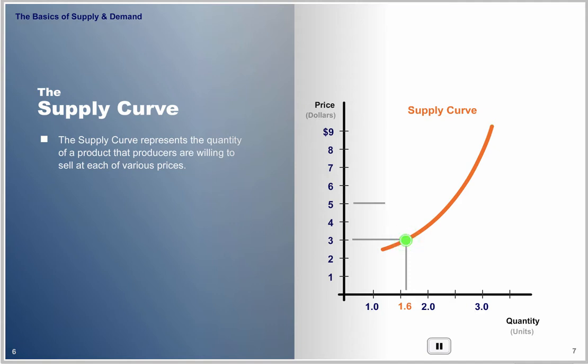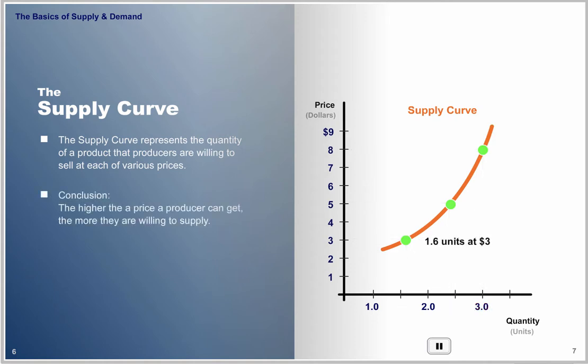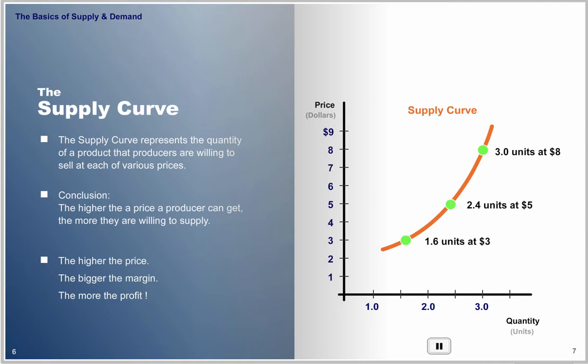Now, if the price goes up from 3 to 5, producers would be willing to supply approximately 2.4 units, and if the price goes up to $8, producers would be willing to supply 3 units. So in conclusion, the higher the price a producer can get, the more they are willing to supply. Generally, the higher the price, the bigger the margins, the more the profit.